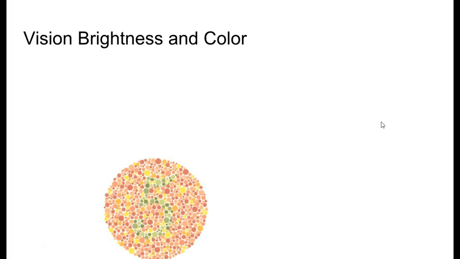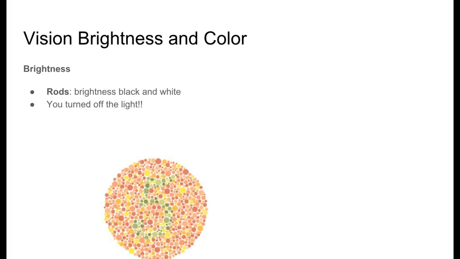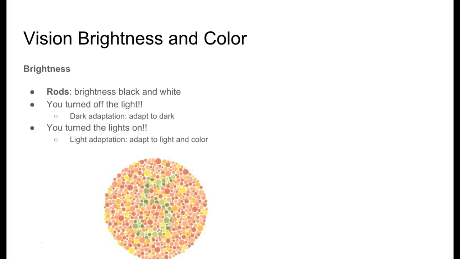Vision, brightness, and color. First, we have brightness. Brightness our eyes see by rods, and that can detect mostly black and white. So this is when you're going to notice that somebody turned off the light, because of your rods. When somebody turns off the light, it's called dark adaptation, where you adapt to the dark. And when they turn the lights back on again, yay! It's called light adaptation. We adapt to light.